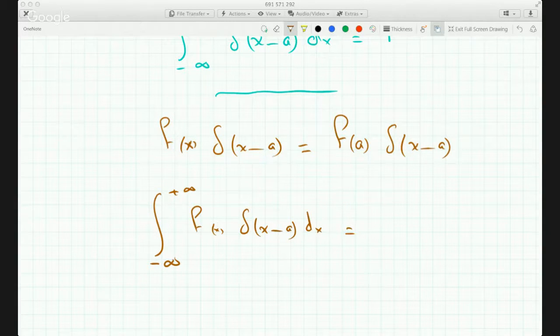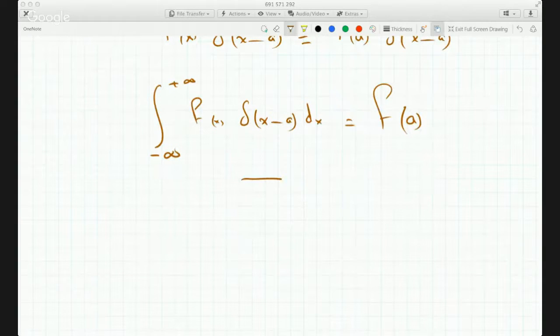And now what do you expect the answer to be? Well, it's just going to be f of a. Pick up the value of the function at a. The integral of the Dirac delta function of x minus a dx is 1, so we will just end up with f of a, and everything else will go to 0.